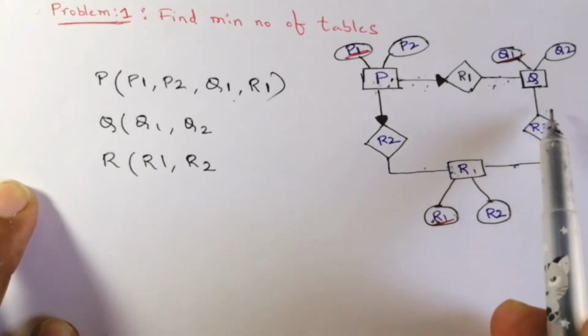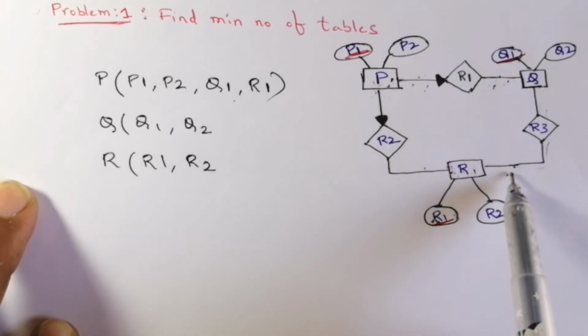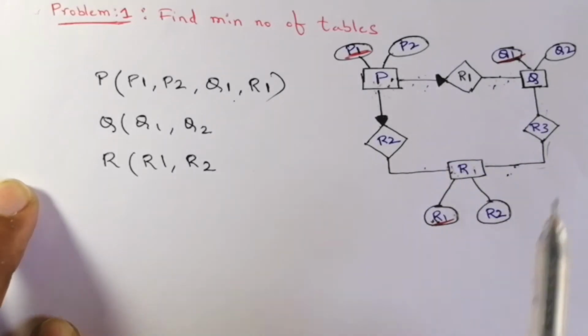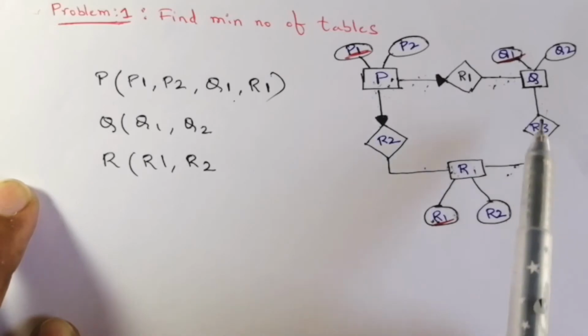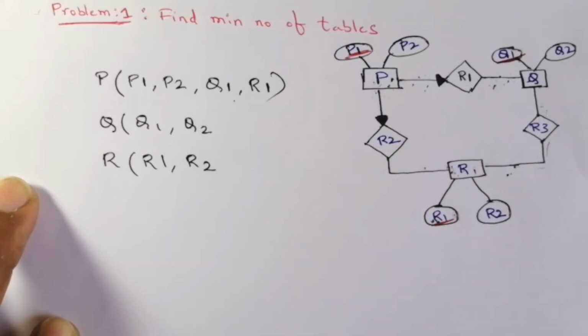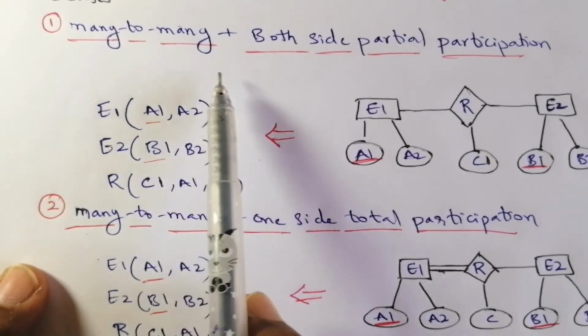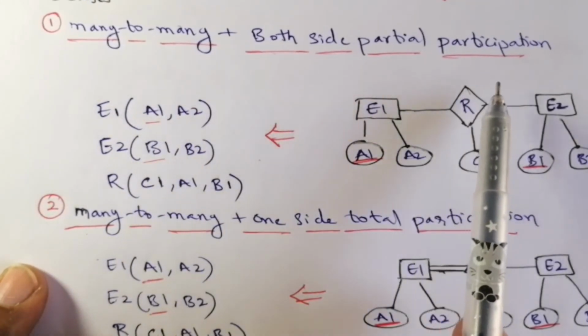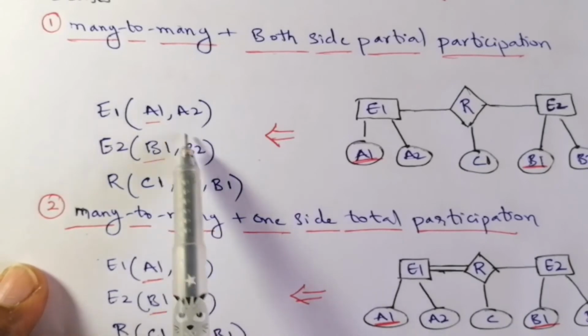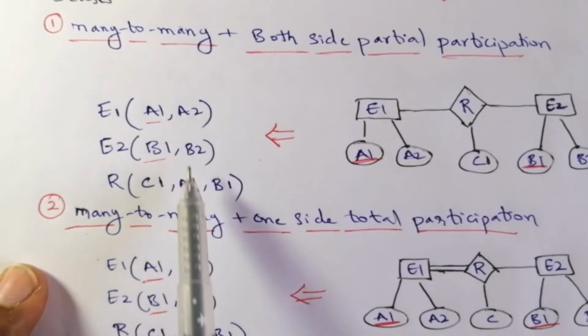Both side partial. We don't have the double line, right? So both side partial. Let us see our table again. What happens when there is many to many and partial participation on both sides? So when it is many to many plus both side partial participation, we have to take all three into different tables. The relation is also going to have a table.